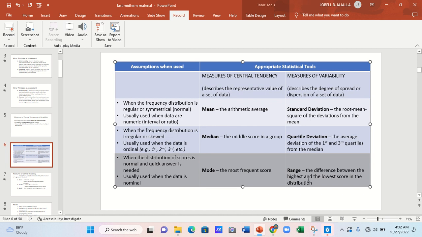So the most common one is considered as the mode of that set of scores. As for the measure of variability, we have the range. So range is just the difference between the highest and the lowest score in the distribution. So that is the measure of variability.